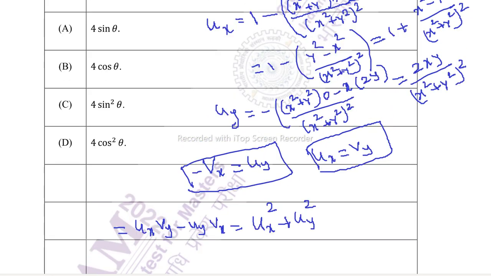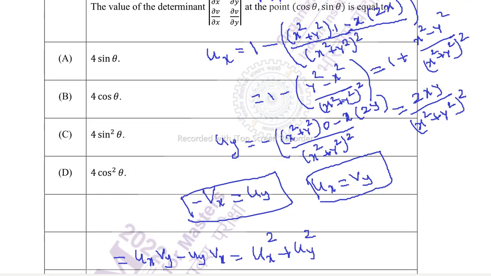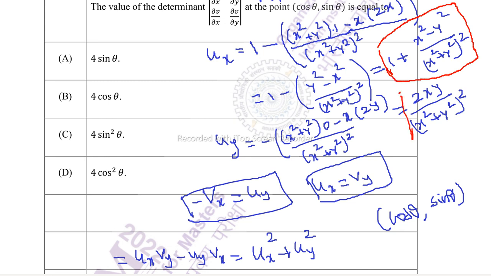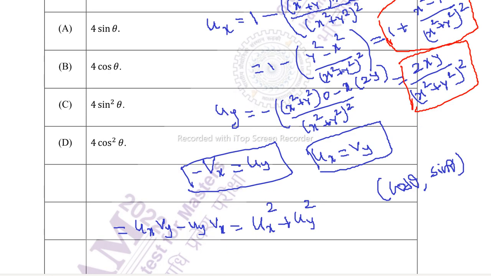Now substitute the values. We know what ux and vy are. Okay, and then we have to evaluate at the point cos theta comma sin theta. So this is x and this is y. Therefore, in all the denominators, look at this. This is actually our ux, and this is our uy. You have to square these two terms and then sum at the point x equal to cos theta, y equal to sin theta. In the denominator, we have x square plus y square. Therefore, cos square theta plus sin square theta is always 1.